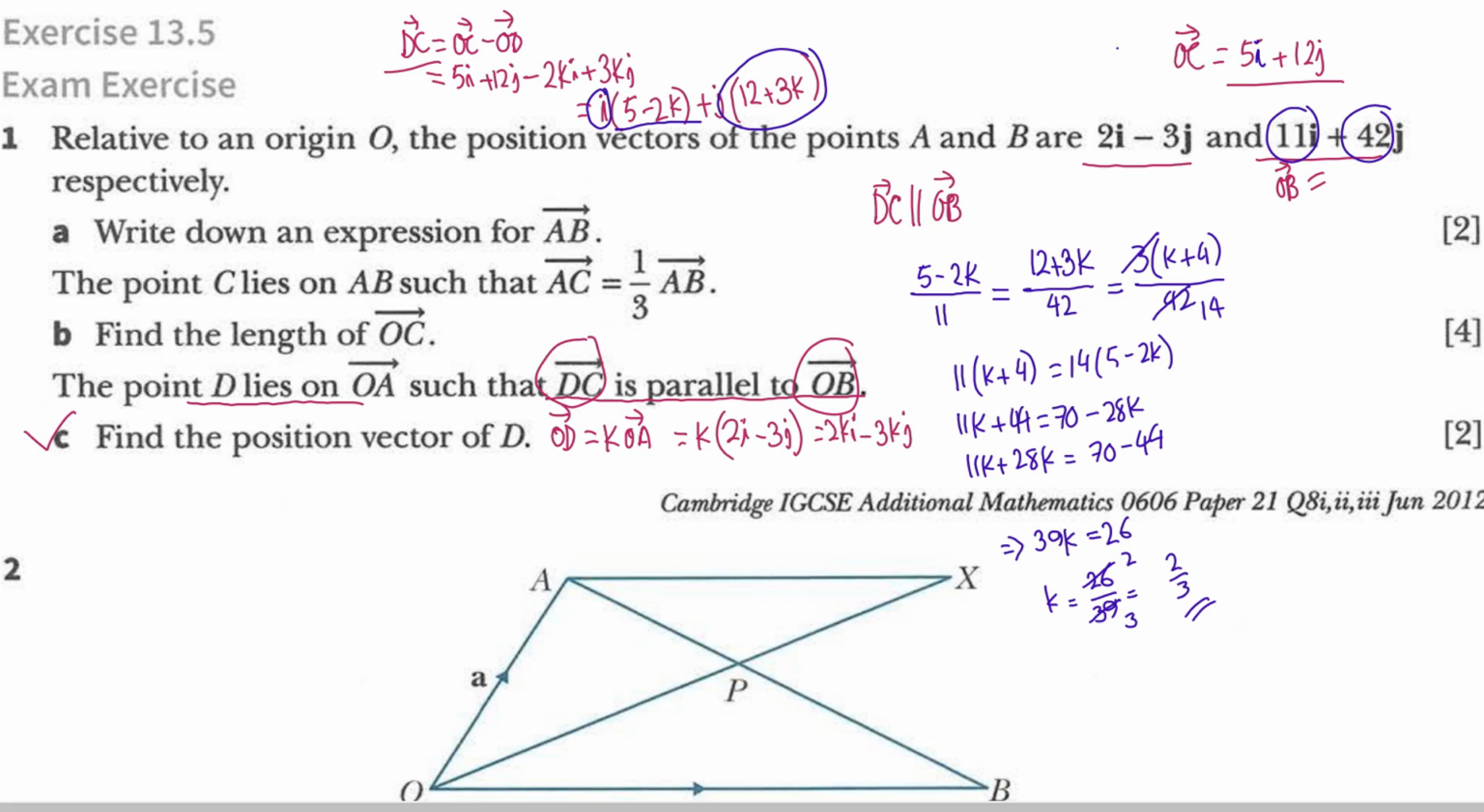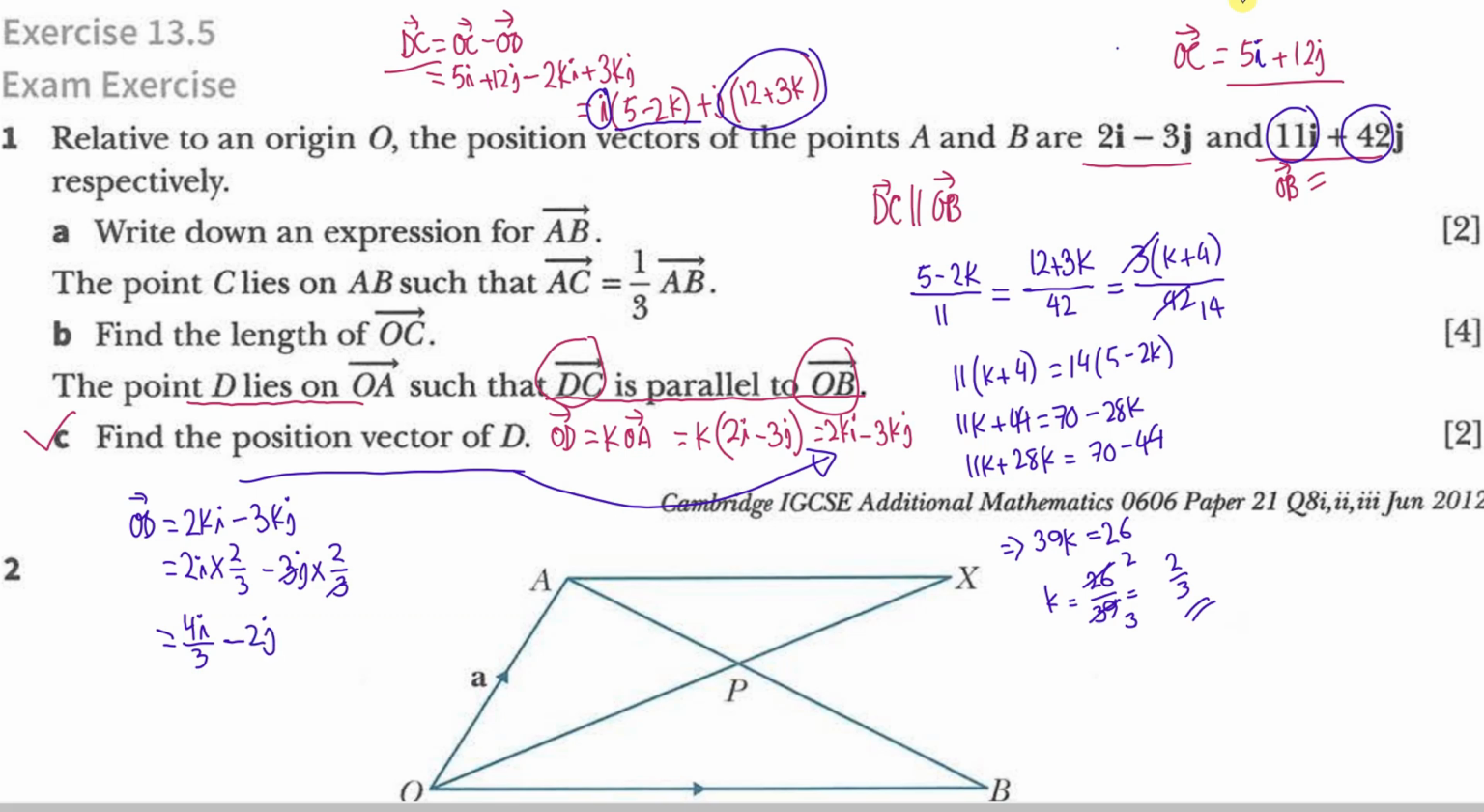Now one simple part remains: finding the position vector of D. We replace the k value in OD equals 2ki minus 3kj with 2 by 3. So 2 by 3 times 2i gives 4i by 3, and for the second part, minus 3j times 2 by 3, we cancel the 3s, giving 2j. This is our position vector of D.